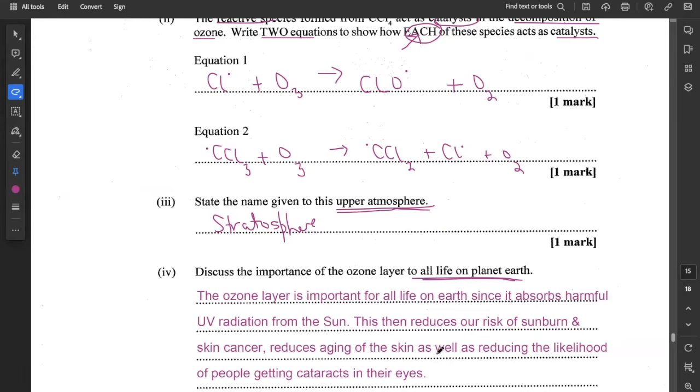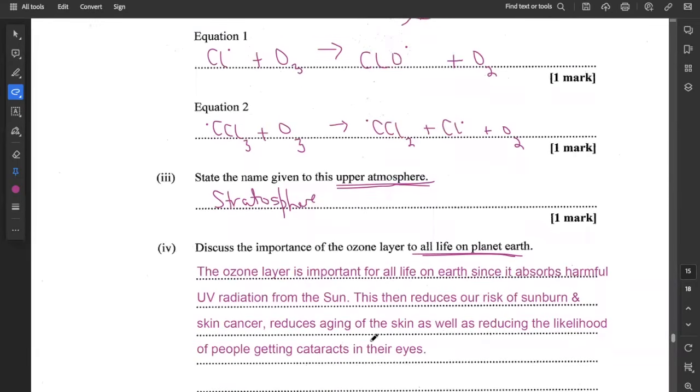And so it reduces also the likelihood of people getting cataracts in their eyes, right? So that's good for all plants, all the organisms on planet Earth benefit from the ozone being there because we're not as exposed to the UV rays as we would have been if the ozone wasn't there. And so that's why we need to preserve the ozone layer, right? Because it shields us from UV radiation and enables us to be free from skin cancer and all these things that we just listed here, okay?